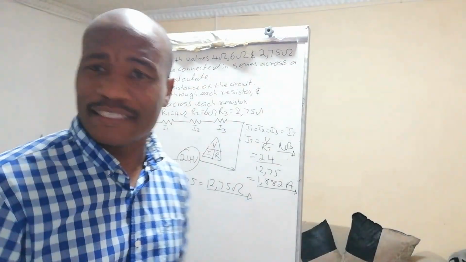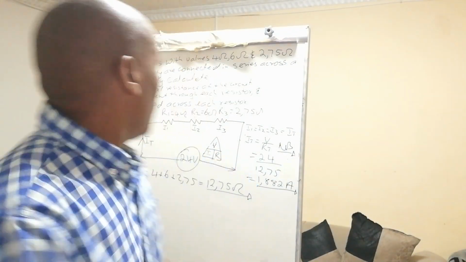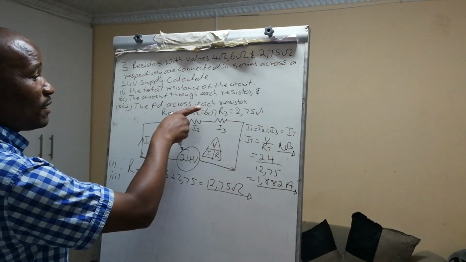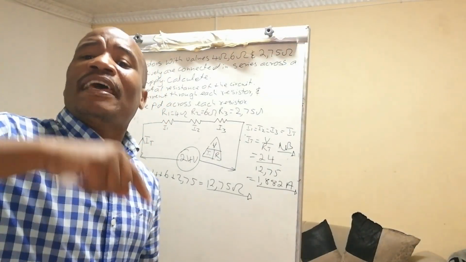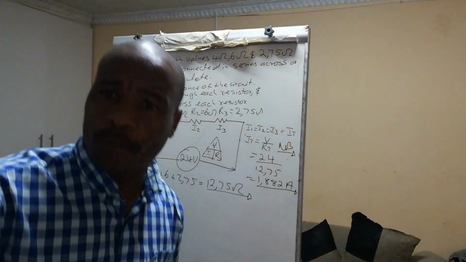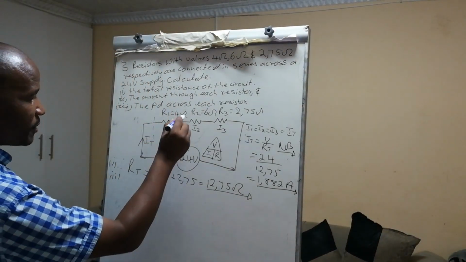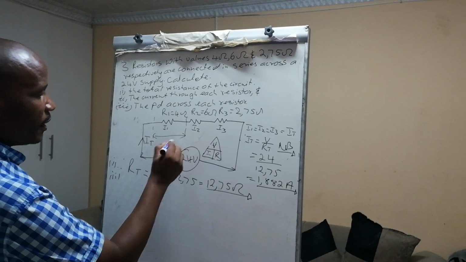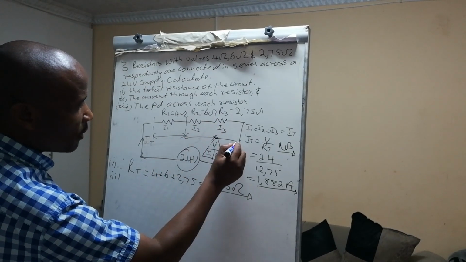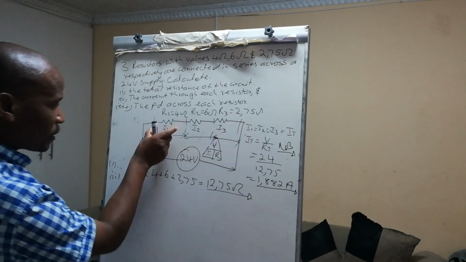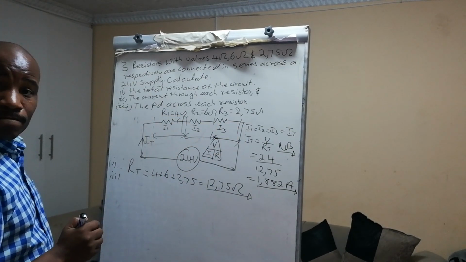Now you are asked to calculate the potential difference across each resistor. What does that mean? The voltage drop across each resistor. The voltage drop there, the voltage drop there. Across this resistor, we want the potential difference.